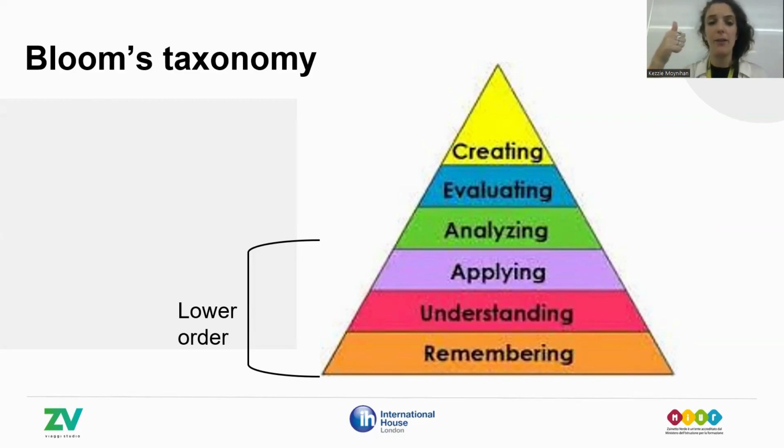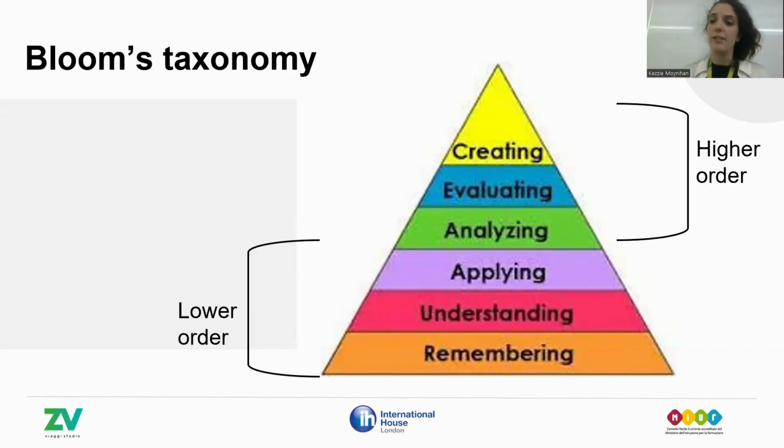So I remember that something happened on this day, I understand what happened, and then I'm able to use that information to apply to something else. Pretty simple. I remember present perfect, I know what present perfect means, and I can use it in a few different situations. The top 3 are referred to as higher order cognitions. And this is where criticality comes into play.